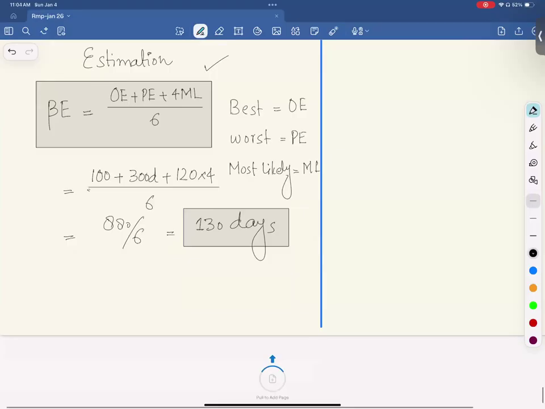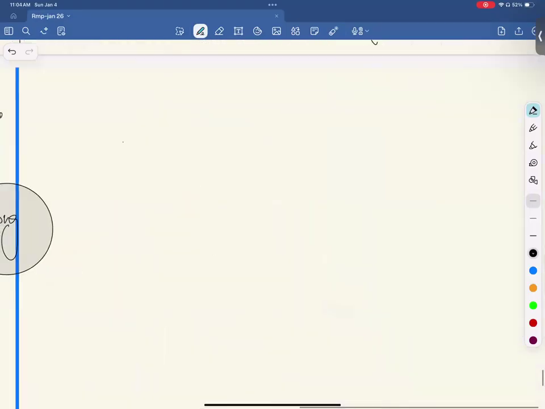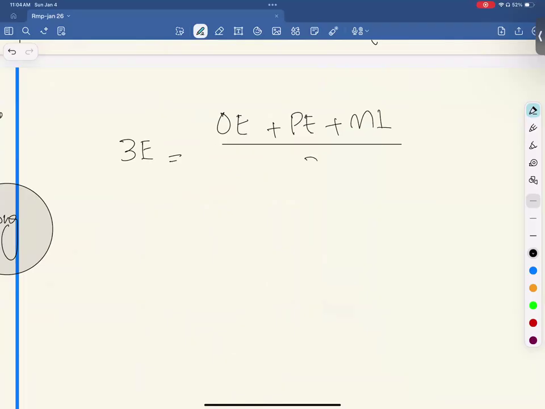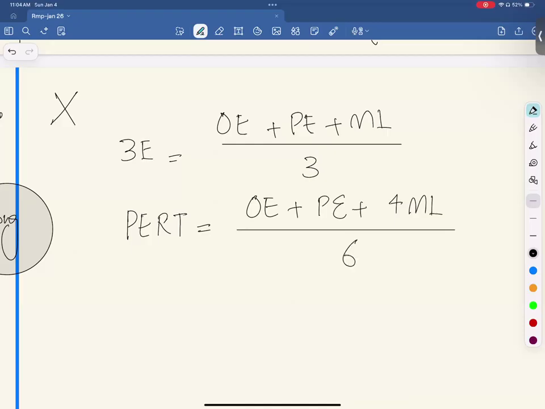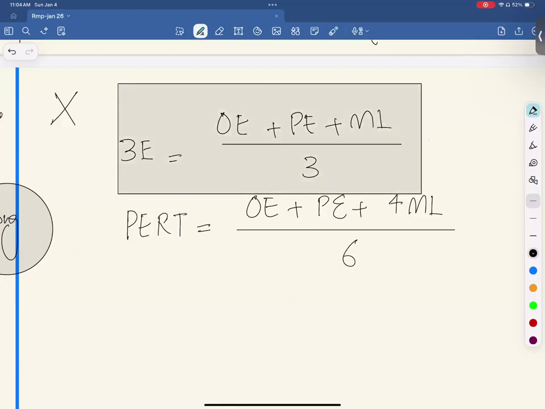Just remember, there's another one called triangular distribution. That is simple, called 3-point estimate. That is optimistic estimate plus pessimistic estimate plus most likely, divided by 3. You're not going to use this. Don't use this formula if the examiner says use PERT. You're going to use optimistic estimate plus pessimistic estimate plus 4 into most likely, divided by 6. Students make a mistake: they use the first one and get the wrong answer. Remember, the answer based on this would also be given in the options, right? So don't get tricked. Use PERT or beta estimate, right?